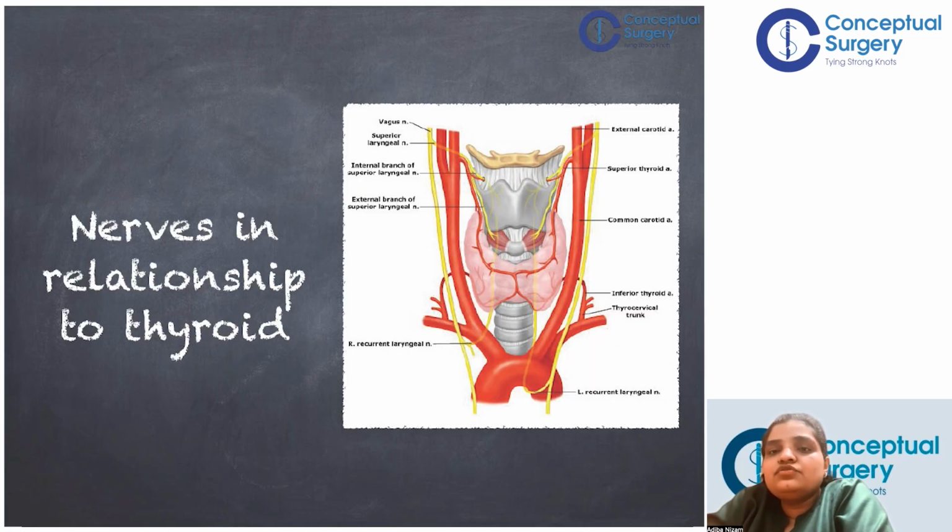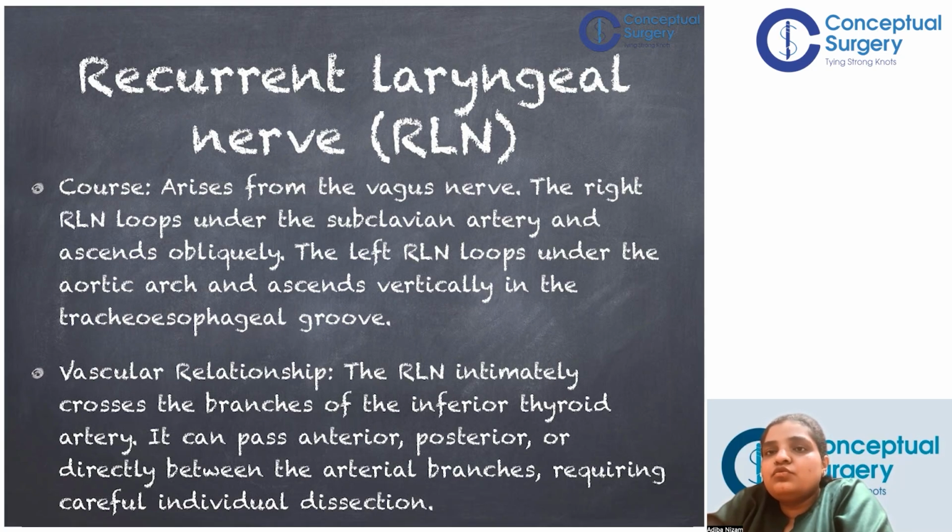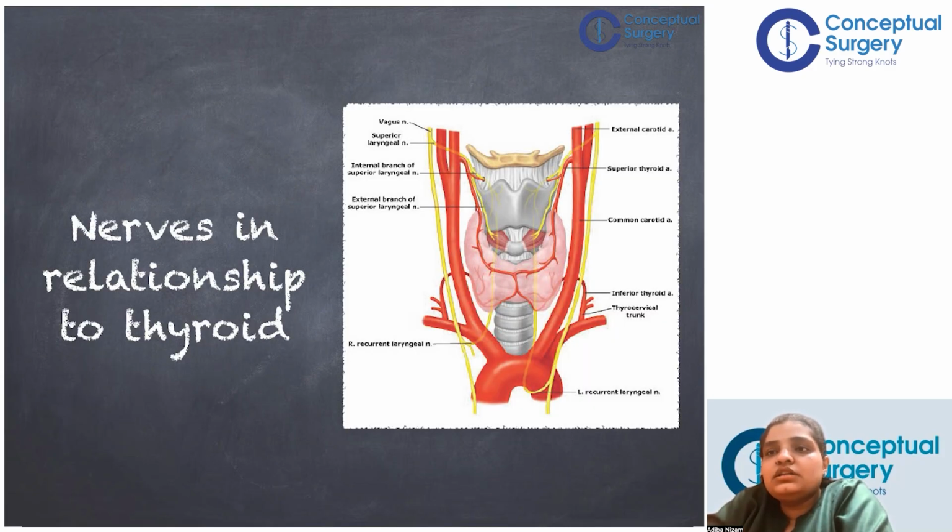Now, nerves in relationship with the thyroid, which are relevant to thyroidectomy, include the superior laryngeal nerve and the recurrent laryngeal nerve. So, the more important of the two, the recurrent laryngeal nerve, arises from the vagus. Here in this diagram, you can see that the recurrent laryngeal nerve and the superior laryngeal nerve both arise from the vagus. We are first discussing the recurrent laryngeal nerves.